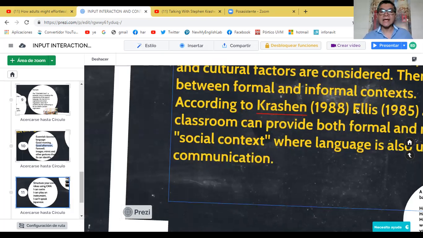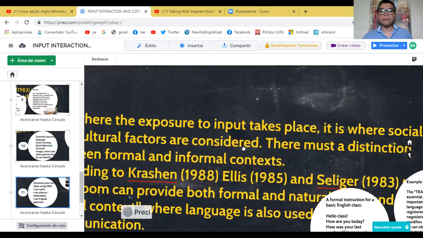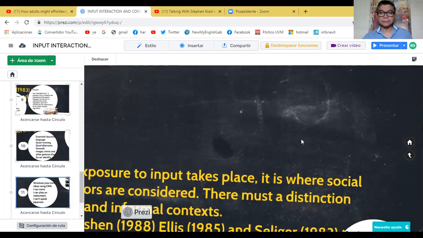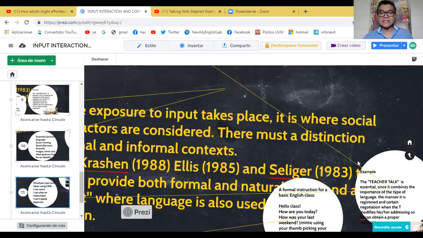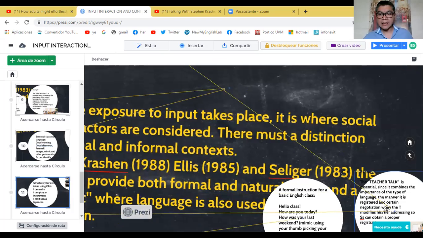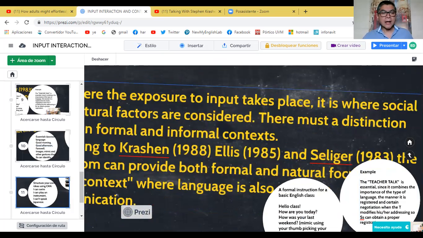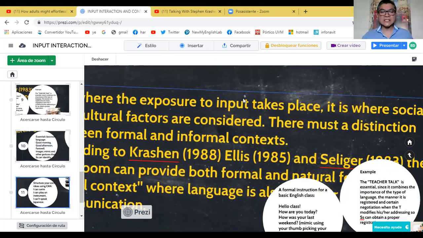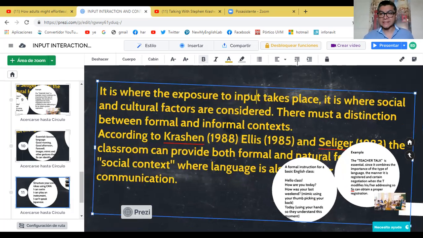Okay, finally, we have the element of the context. Okay, sorry for this little aspect. Okay, let's verify. Then, relating to this aspect we mentioned, it is where the exposure to input takes place. It is where social and cultural factors are considered. There must be a distinction between formal and informal contexts.